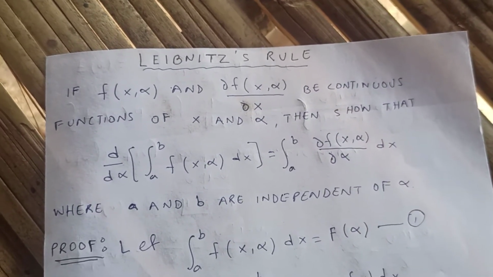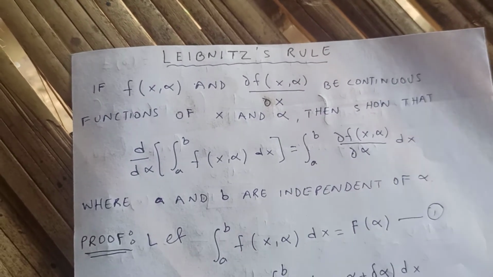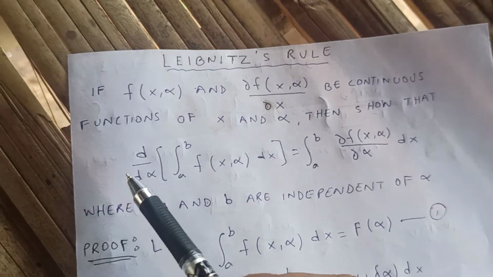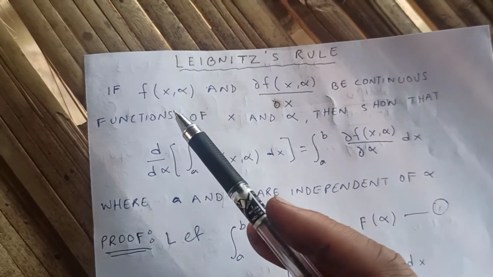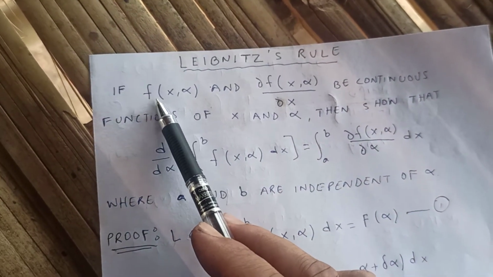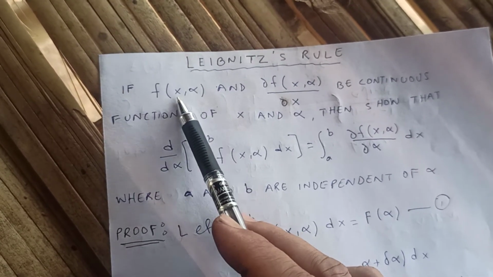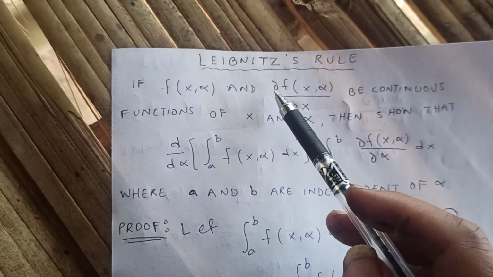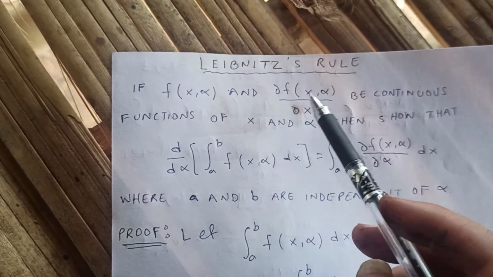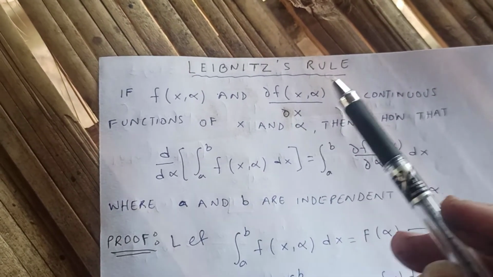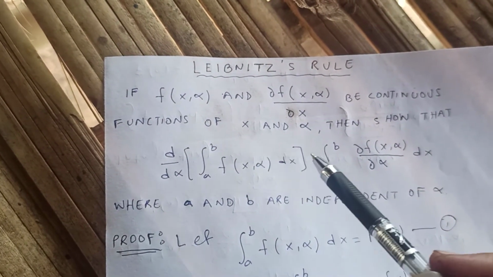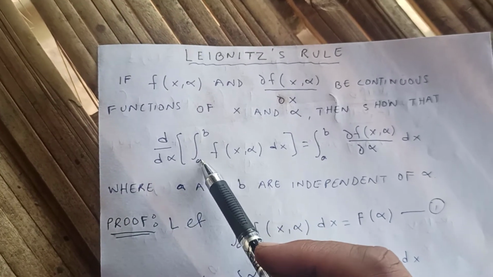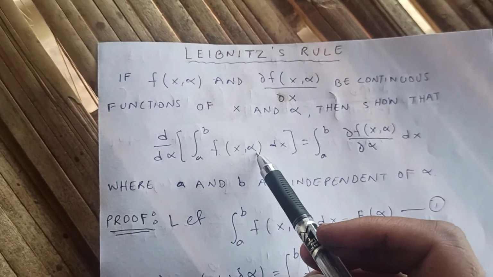Let's discuss what we call the Leibniz rule. Here is the statement: if f of x comma alpha, our function f, is a function of two variables that depend on x and alpha, and del f of x comma alpha upon del x is a continuous function of x and alpha.